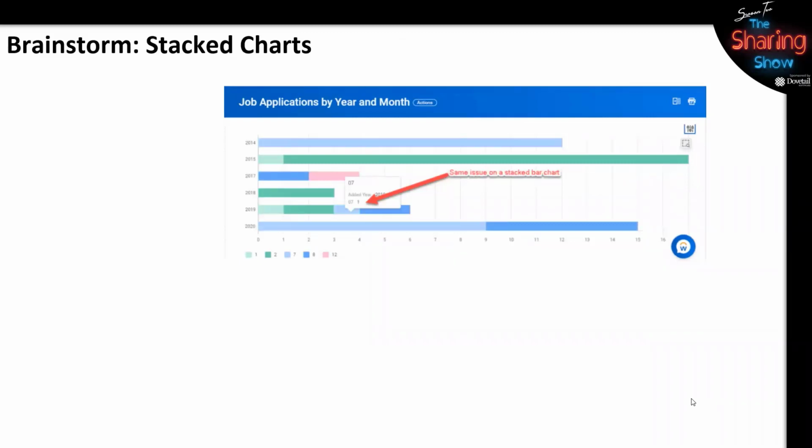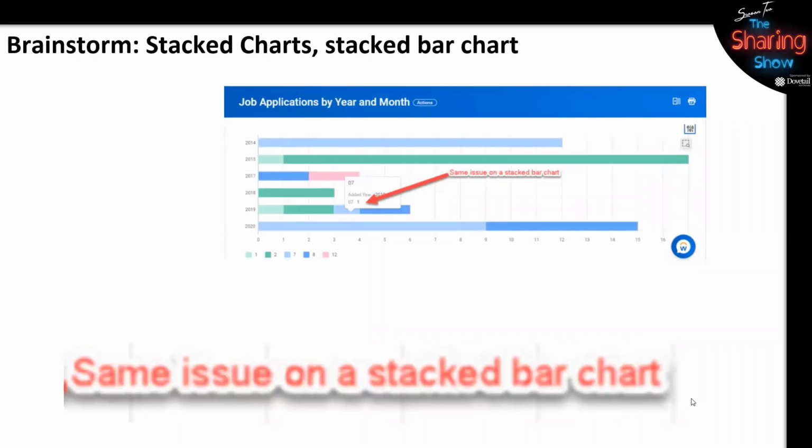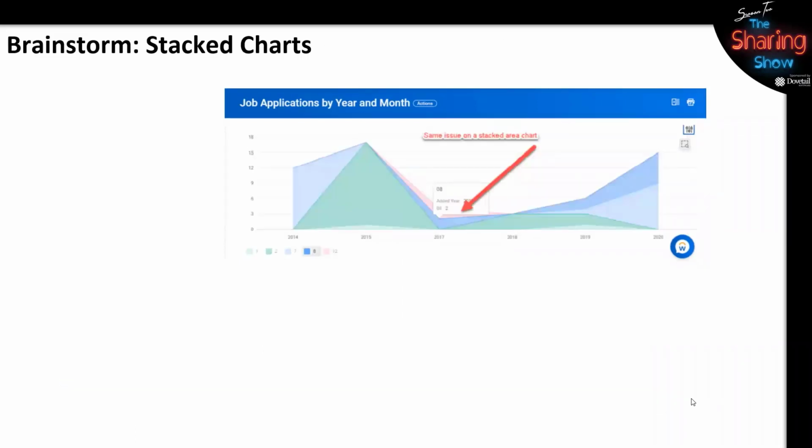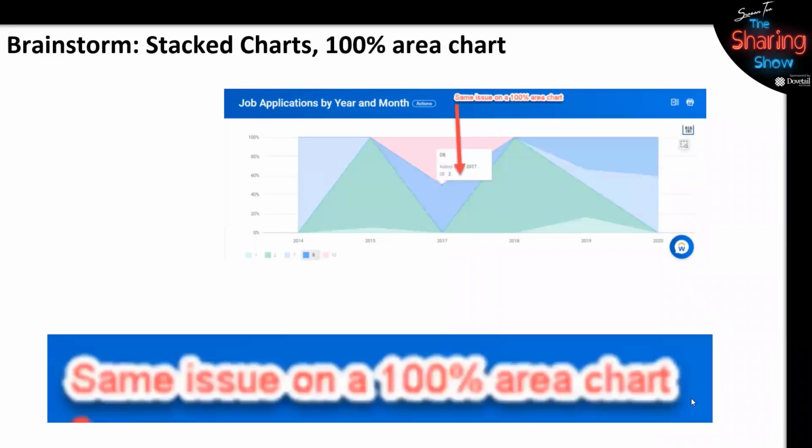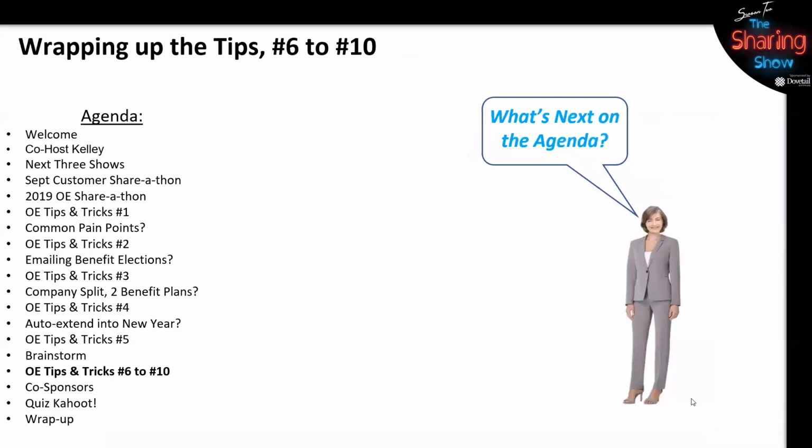That happens with other types of stacked charts, in this case a stacked bar chart, a stacked area chart and a 100% area chart. I don't know to what extent Workday is able to change the charting engine they use, but if they could add that, that would be quite useful, I think. And that's what I had.